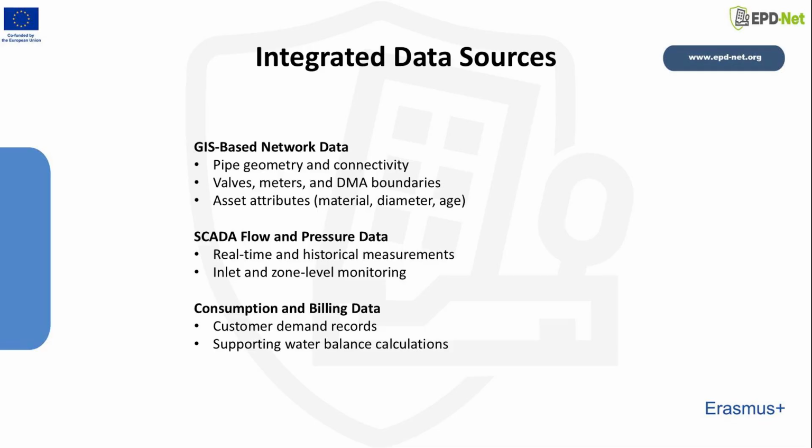A UKIP relies on the integration of multiple data sources to provide a comprehensive view of water network behavior. GIS-based network data form the spatial backbone of the system. This includes pipe geometry, network connectivity, valves, meters, DMA boundaries, and detailed asset attributes such as material, diameter, and installation age. SCADA systems provide flow and pressure measurements that describe how water moves through the network over time. Both real-time and historical data are used to analyze operational conditions, identify anomalies, and support pressure-based analysis at inlet and zone levels.